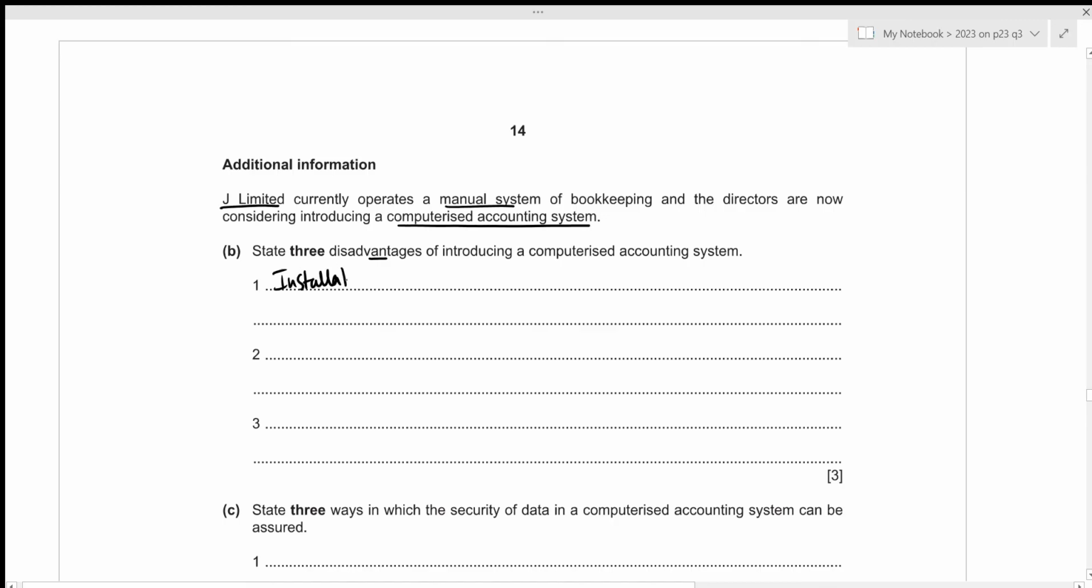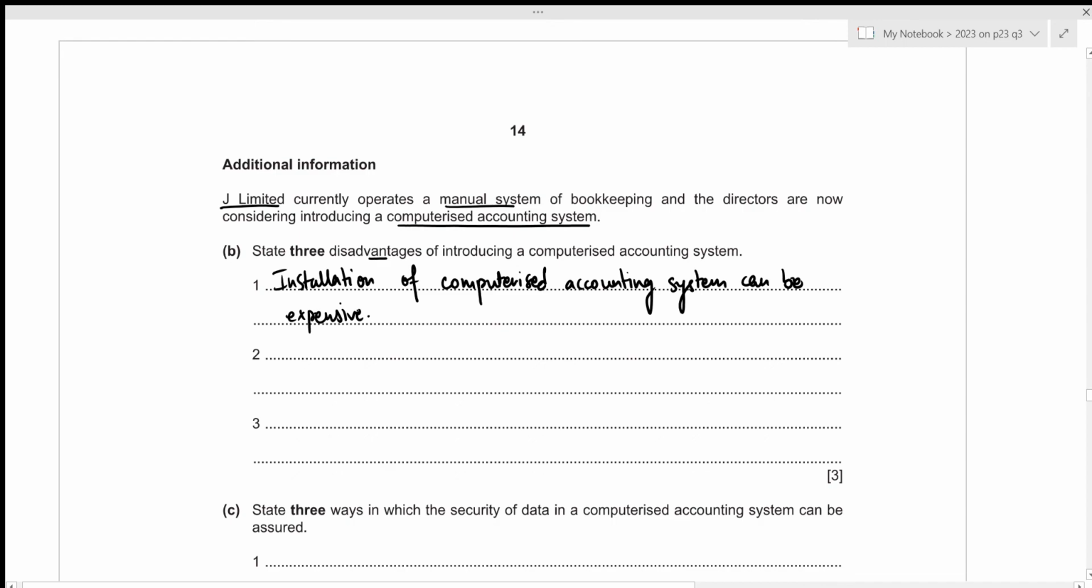Installation of computerized accounting system can be expensive.